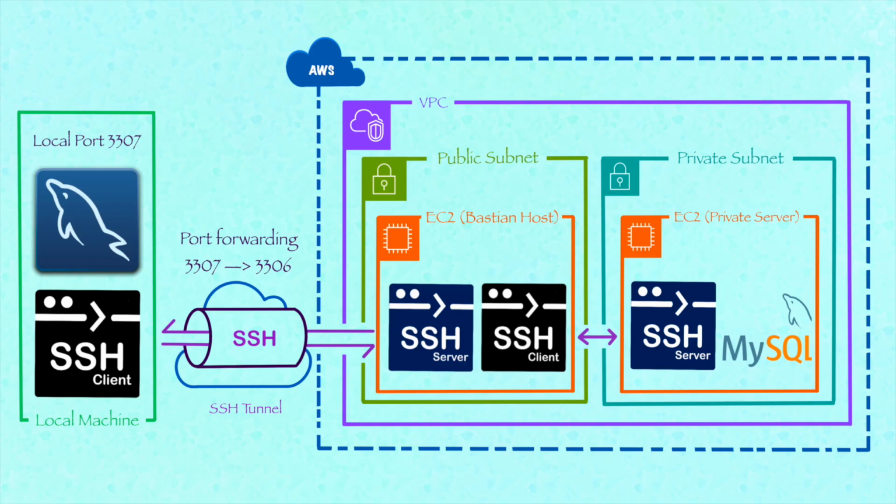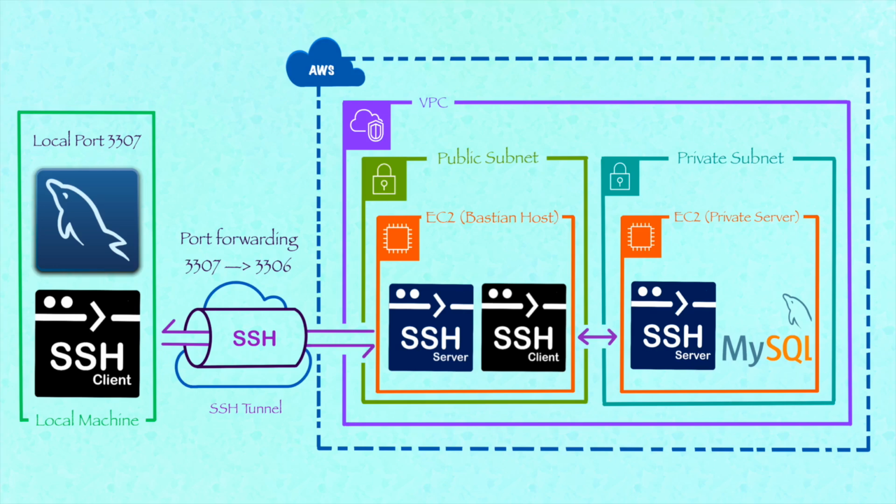The MySQL database we want to access lives on a private EC2 instance within a VPC private subnet. This means it doesn't have a public IP address for direct internet connection, which is great for security. However, it also makes it inaccessible from our local machine. To overcome this hurdle, we'll leverage a Bastion host. A Bastion host, or a jump host, is a secure gateway within the same VPC but in a public subnet. It has a public IP address, allowing us to connect to it from the internet.